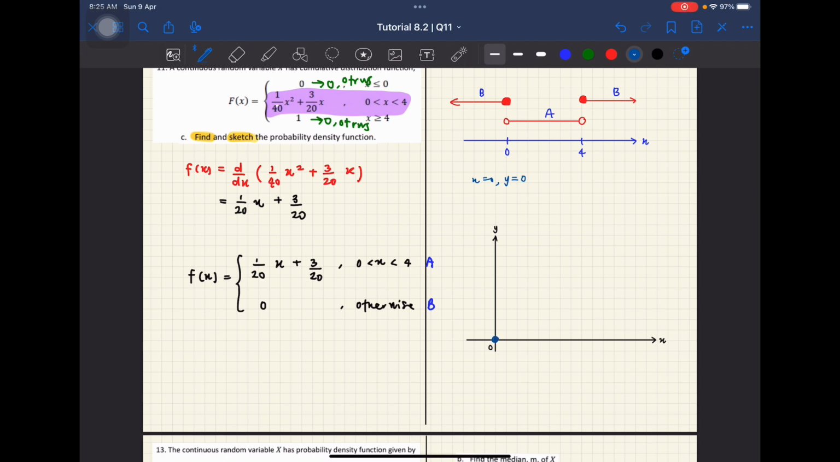Okay, next one. So sekarang kita nak masukkan pula 0 ke dalam ini. Ini adalah function A. Okay, so masukkan 0 dalam function A. This one you will get 3 over 20. When x is equals to 0, y is equals to 3 over 20. Okay, so kita tahu dekat sini adalah x 0 and then y 3 over 20 is somewhere up here. Mungkin dekat sini. Okay, so saya akan label dekat sini is 3 over 20.